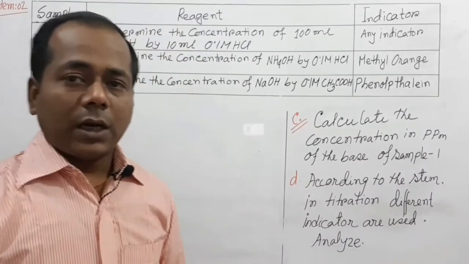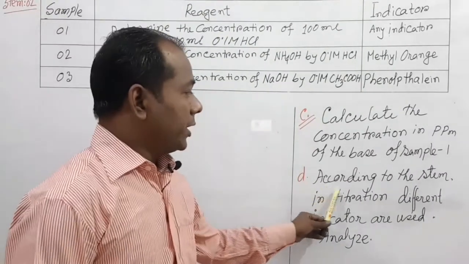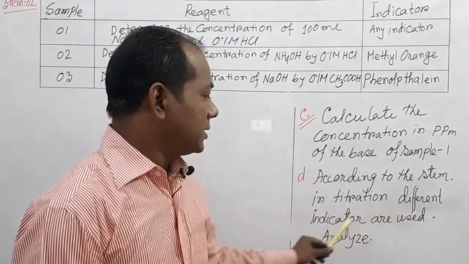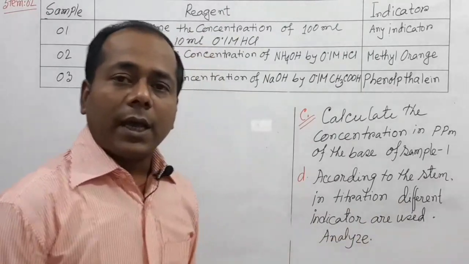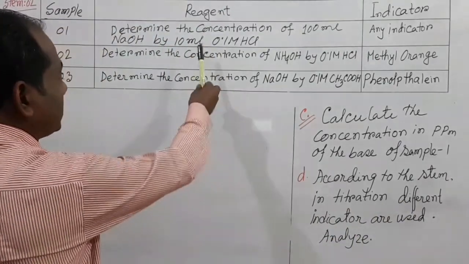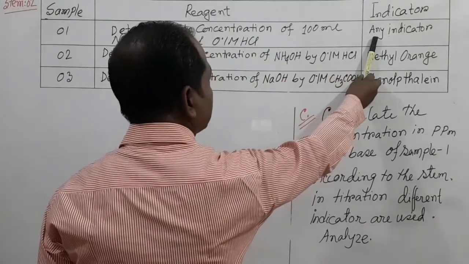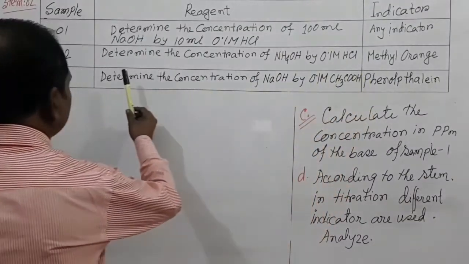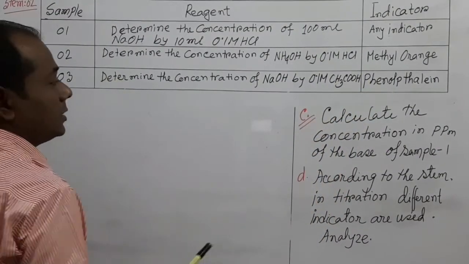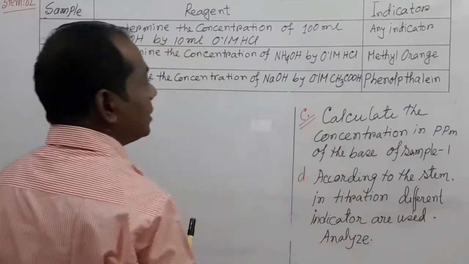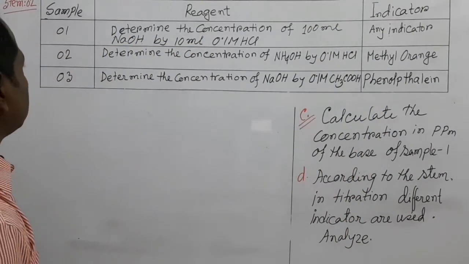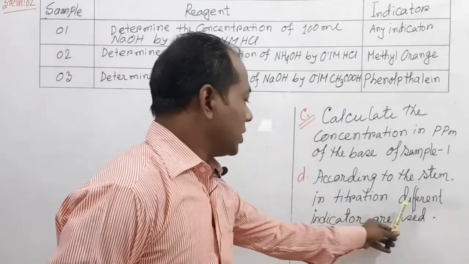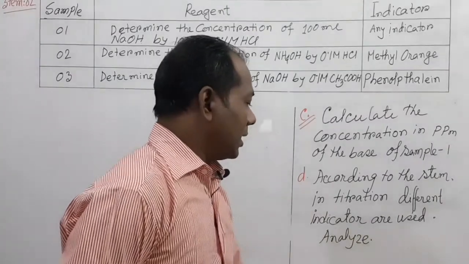My dear students, our next question is according to the STAM, that means in titration different indicators are used and analyzed. Here we see that we can use any indicator. For sample 1, we have to use methyl orange. For sample 2, we have to use phenolphthalein for sample 3, and this is the question, that in titration different indicators are used.